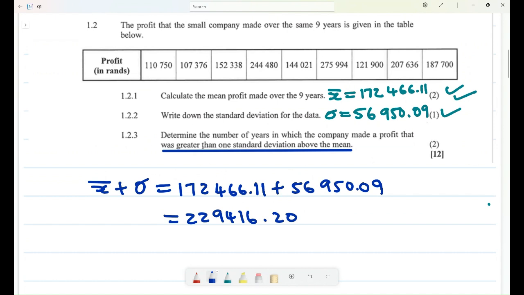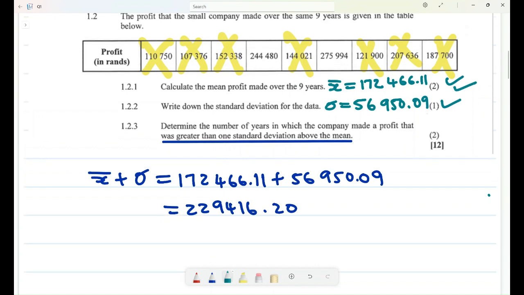You are not done. Let's answer the question. Determine the number of years in which the company made a profit that was greater, meaning which of these profits is higher than this amount here? So we have to look for that. It should be higher than 229,416, right? This one is lower. This one is higher. This one is lower. This one is higher. This one is lower. 207, 222 is lower. So how many years are there? 2 years. So do you see how you answered it?